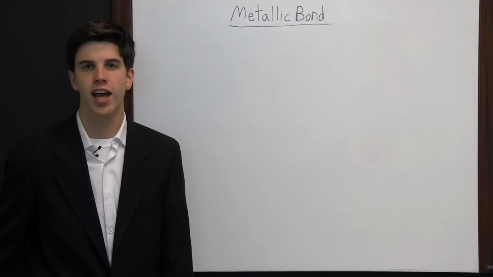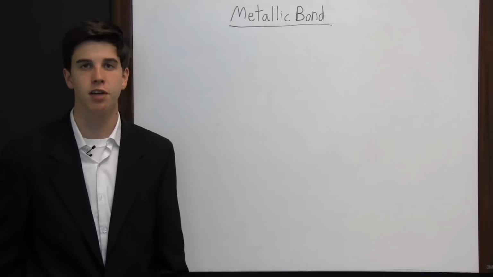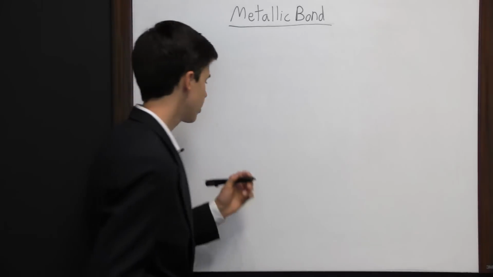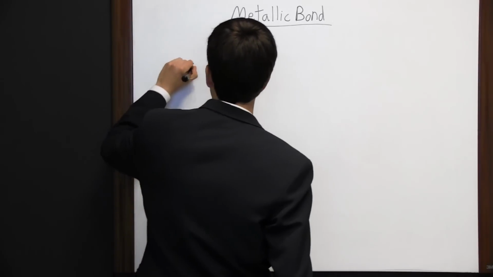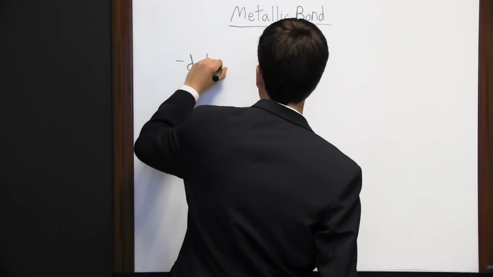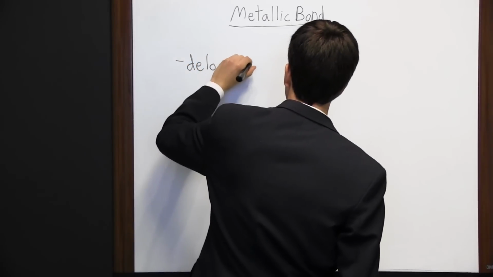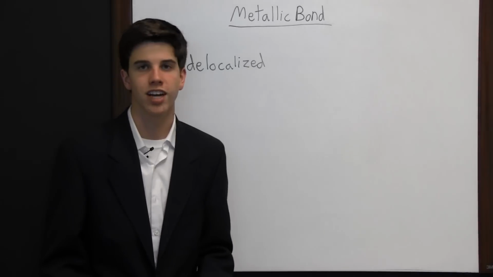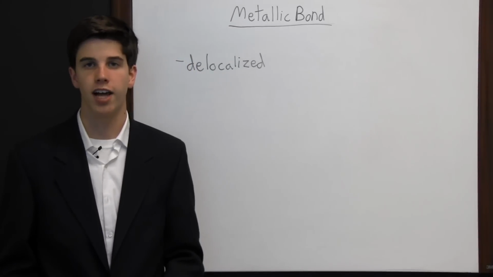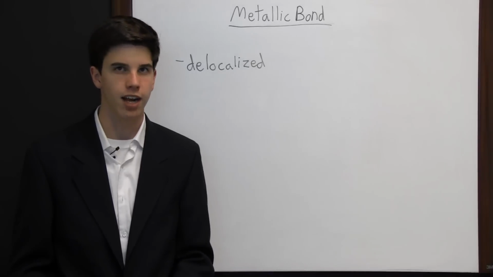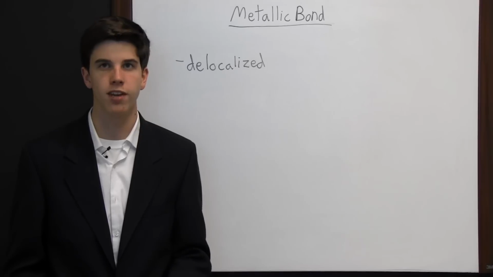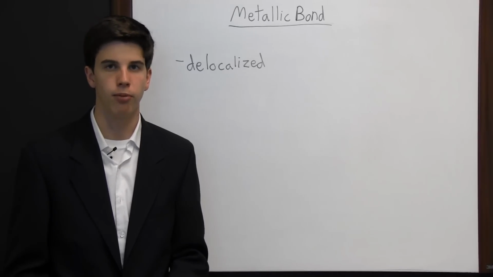In metals, cations are surrounded by a sea of valence electrons, and these valence electrons are said to be delocalized. I'm going to write that up here on the board because that's an important point. What delocalized means is that these valence electrons aren't attached to a single atom. Instead, they float around many atoms. However, the non-valence electrons are still associated with individual atoms in the metal.